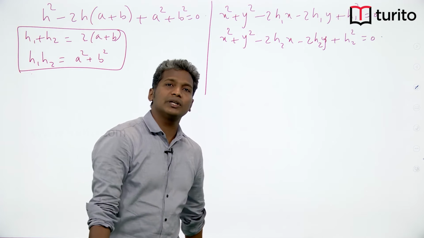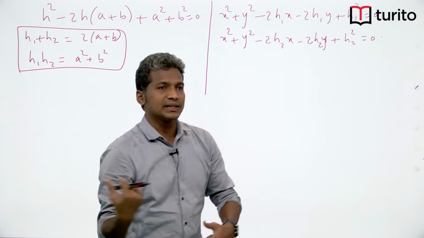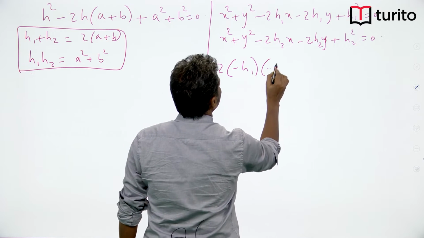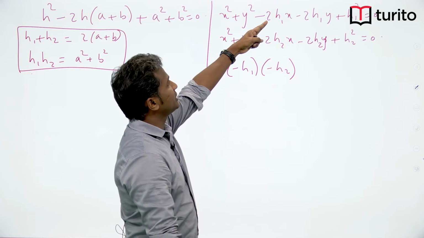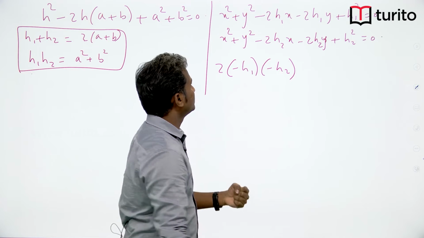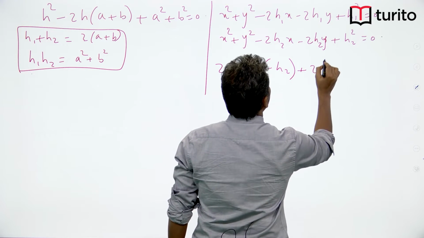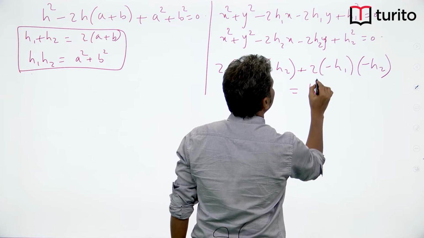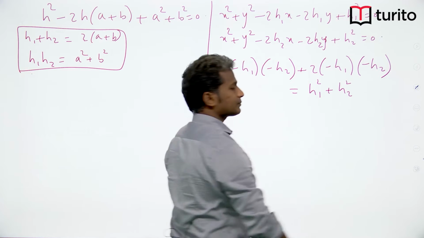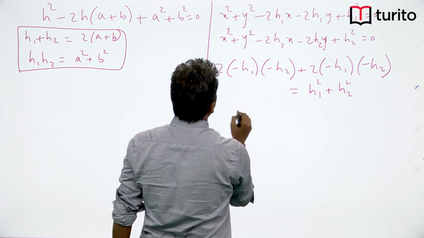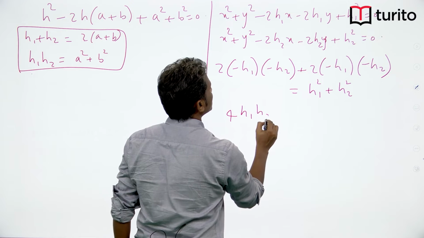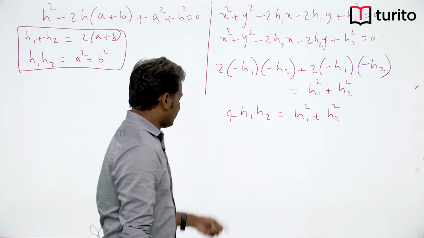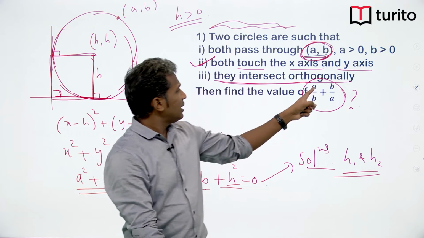Now, what is the condition for orthogonality? That we learned in the last lecture. The condition for orthogonality is 2 into G1 G2, okay, here G1 is minus H1, G2 is minus H2, and similarly 2 into F1 F2 is equal to C1 plus C2. So, if I simplify this, I got a relation like 4 into H1 H2 is equal to H1 square plus H2 square. Okay. Now, I am interested in finding A by B and B by A.